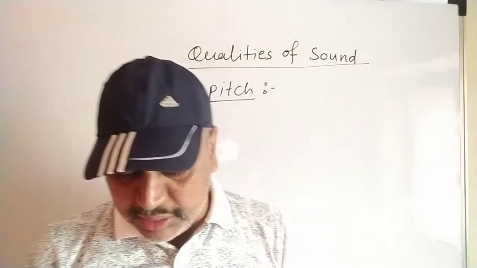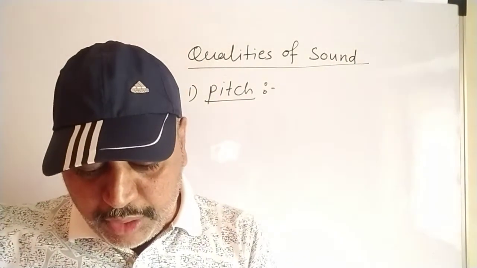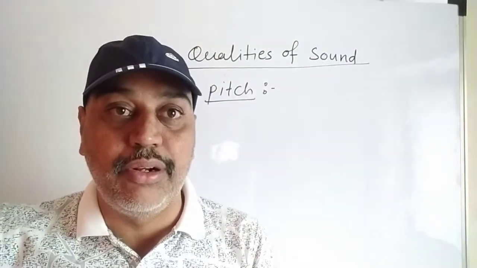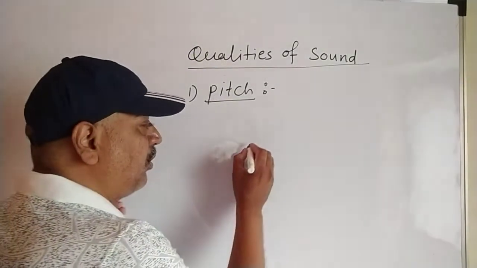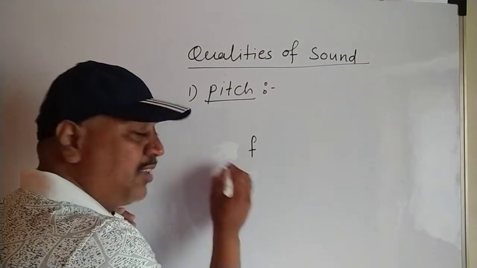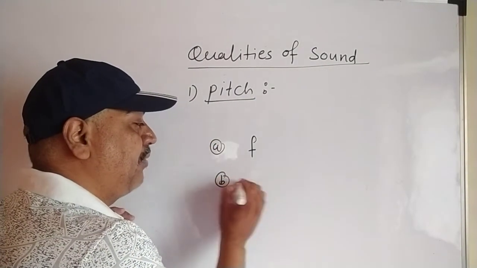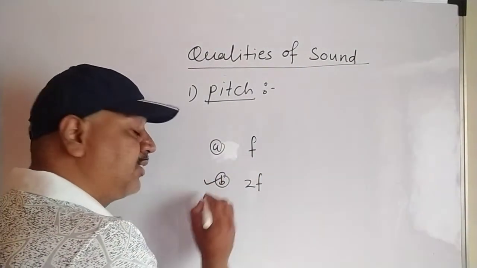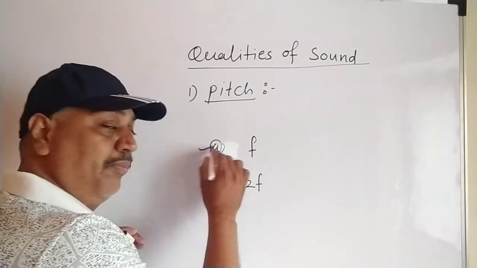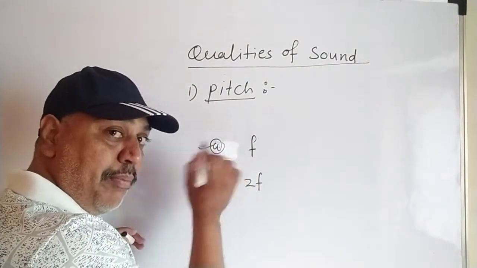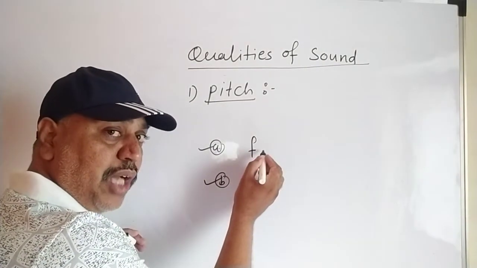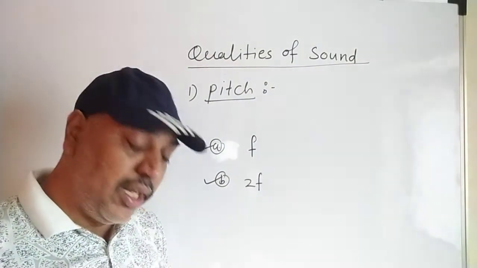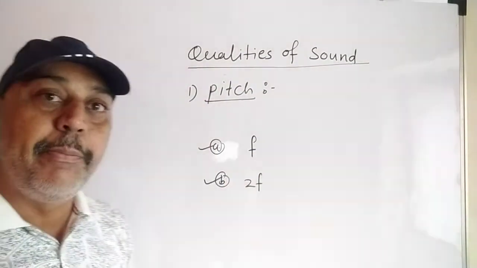In your book it is given: the sound of double frequency is doubly sharp. Suppose the first sound wave has a frequency f, and the second wave has a frequency 2f, double of the first. So we can say that this sound is doubly sharper than this one. This one is very sharp compared to that, and this is a little bit shrill, not as sharp as the other. When frequency changes, the sharpness or shrillness of the sound changes, and that is said to be pitch, one of the qualities of sound.